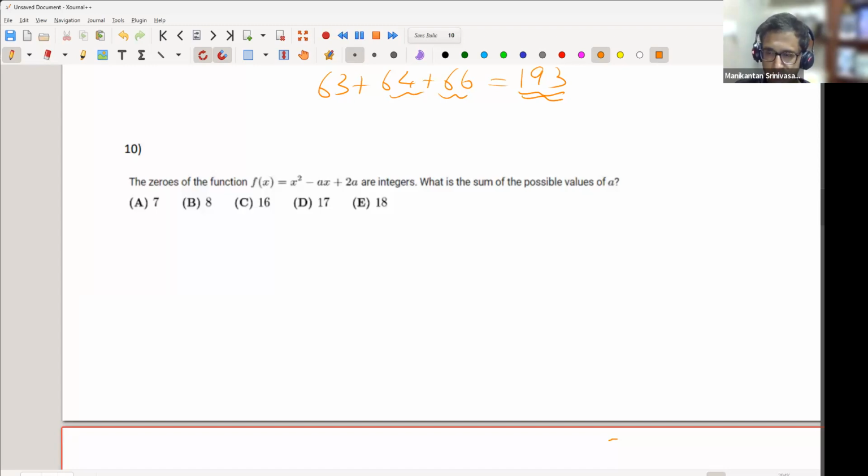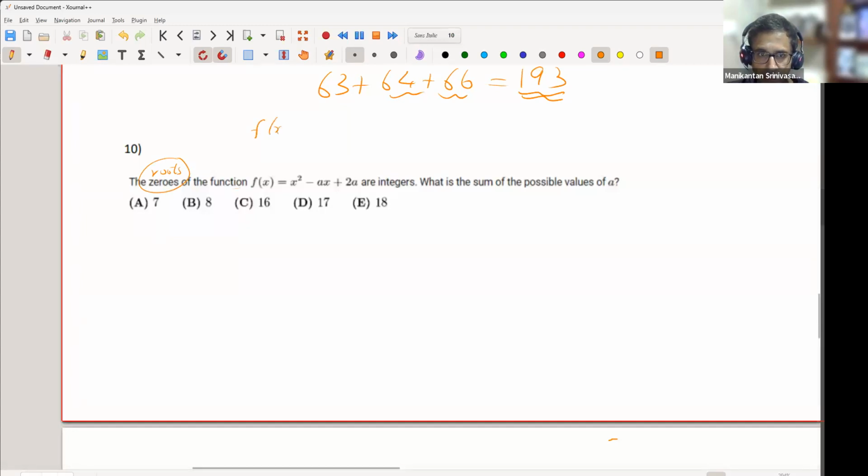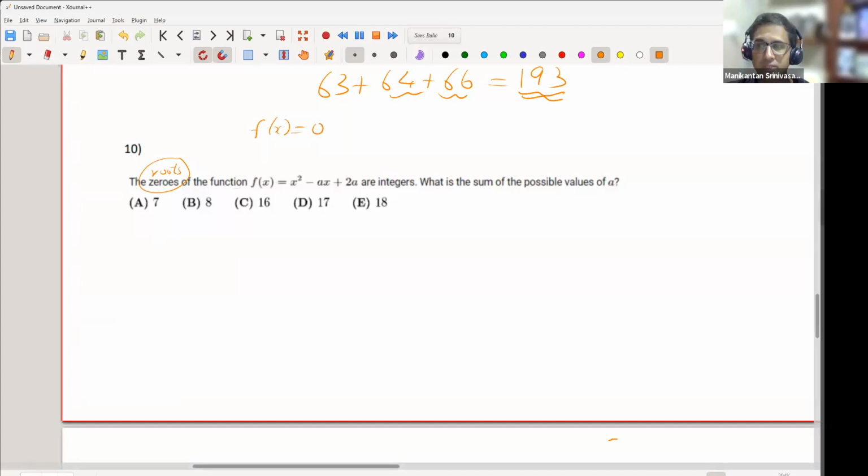does not have roots or zeros. Roots and zeros are the same thing, right? Zeros and roots both mean the same thing. So for an equation, there are roots. For a function, there are no roots. But when they say roots of a function or zeros of a function, they mean if you set that function equal to 0, that becomes an equation. For that equation, what are the roots?